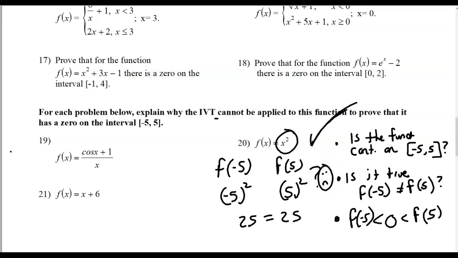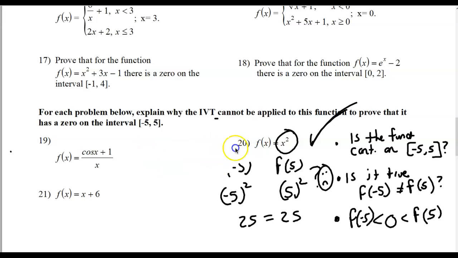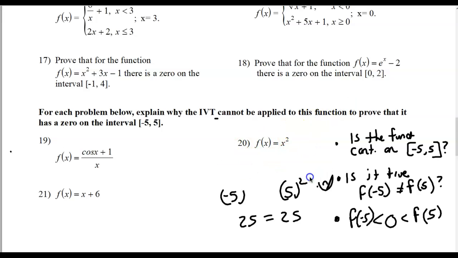Those are equal, so we failed there. And as a result, we're going to say that we cannot use the IVT. So for number 20, we cannot use the IVT because f of -5 is equal to f of 5. They're not allowed to be like that if you want to use the IVT. They have to be different values. You guys probably already know what's coming up on the last one, but let's do it anyway just to see it happen.